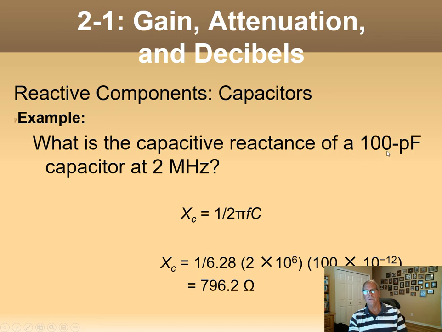So if we have a 100 picofarad capacitor and 2 megahertz, you just plug and chug that number in there. 2 pi is 6.28. It's 2 megahertz. That's 100 picofarad. You get 796.2 ohms. So that's the equivalent resistor that capacitor is at that particular frequency. Notice that if you increase the frequency, since it's in the denominator, this is going to go down. So the higher the frequency, the lower the resistance or lower the reactance.